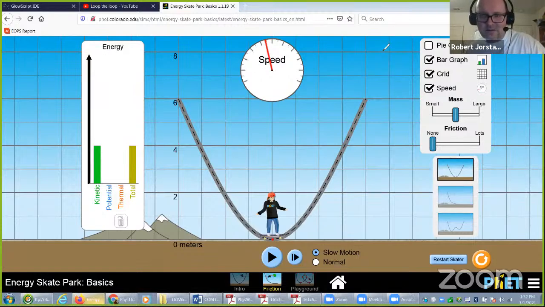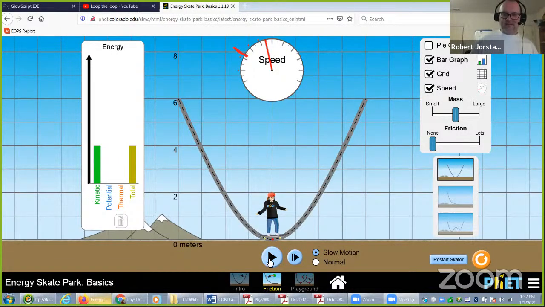Oops, let me move something here. So this is 1, 2, 3, 4.5. So let's see, half speed should be about 2 1/4. So that's where we expect half speed to happen, right? So let's go see if I lied to you.